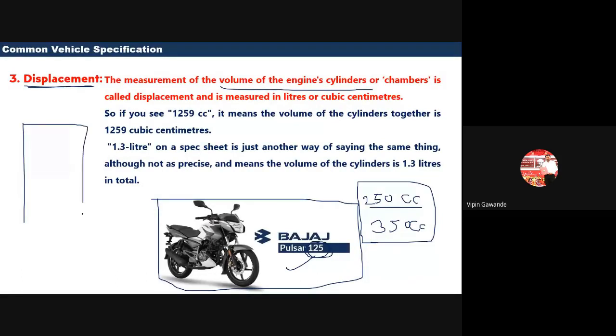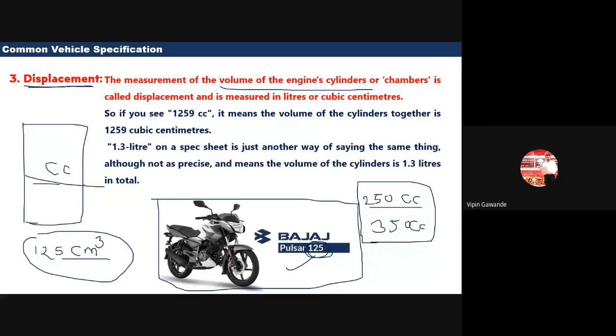So this is our cylinder, and this is our cc. The volume of the cylinder is measured in centimeter cube. So 125 cc means what? It is 125 centimeter cube. That means that much volume is available in the cylinder, and because of that there is a displacement of the piston. That means the piston is moving in this volume, or how much air plus fuel mixture enters inside the cylinder. So that is cc there.